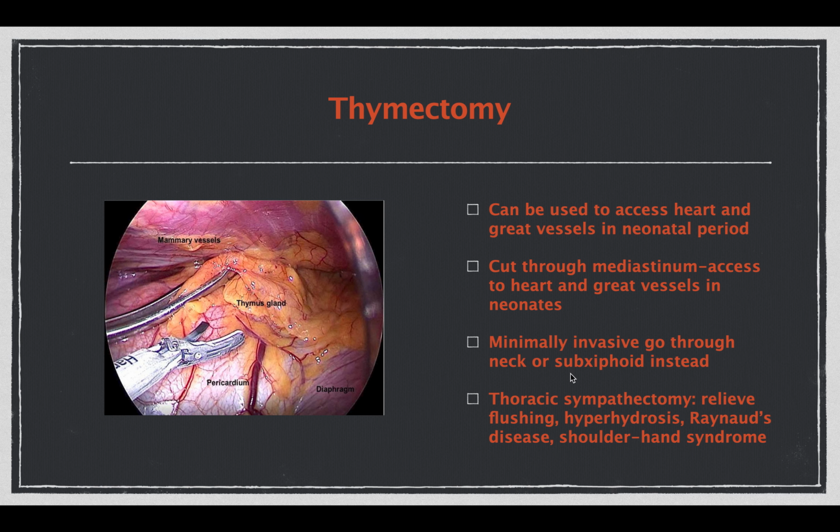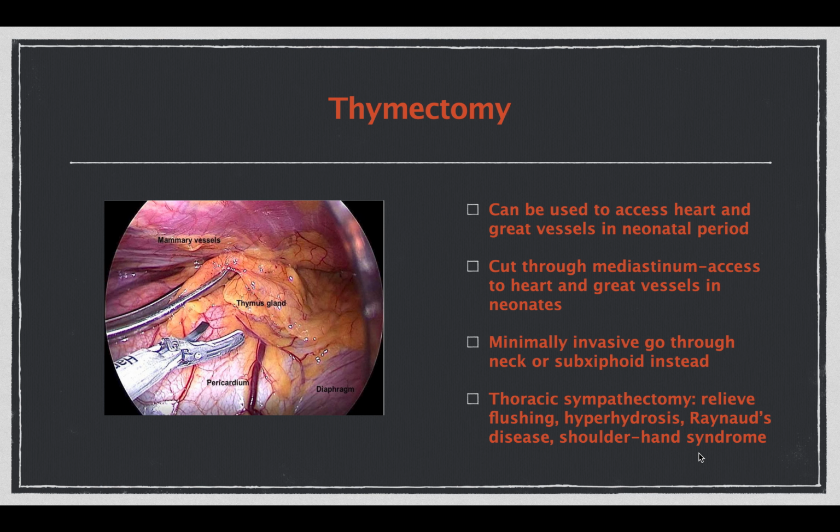And sometimes you have a thoracic sympathectomy done to relieve flushing, hyperhidrosis, which is excessive sweating, Raynaud's disease or shoulder-hand syndrome. That's a vascular problem where people can't tolerate heat or cold very well, and they have a very painful, tingling sensation in the hands.